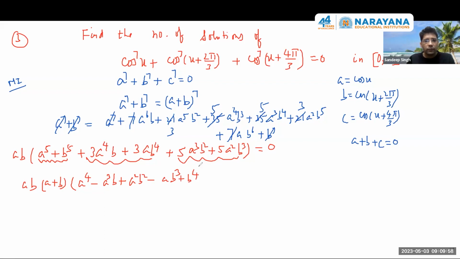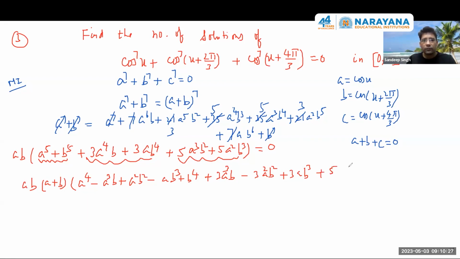And then here, what will be common? 3AB into A cube plus B cube. And A plus B is out. So 3AB into A square minus AB plus B square. Please keep on checking at every step.